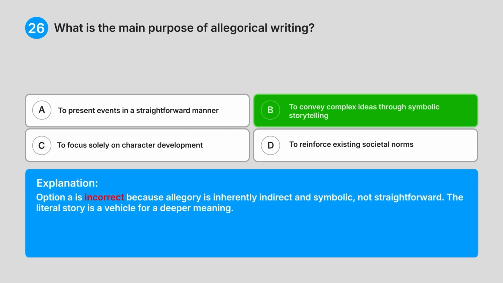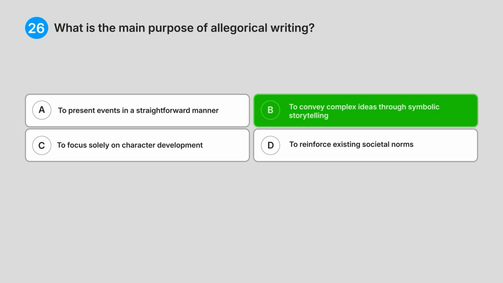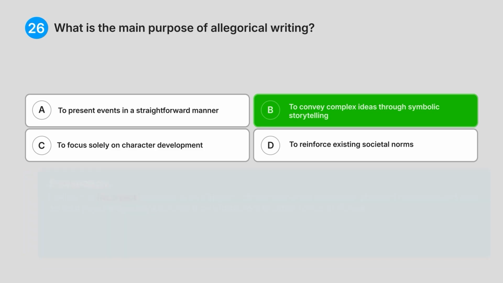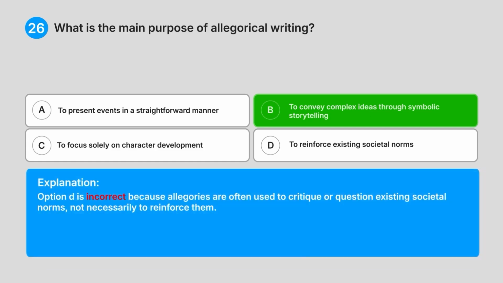Option A is incorrect because allegory is inherently indirect and symbolic, not straightforward. The literal story is a vehicle for a deeper meaning. Option C is incorrect because in an allegory, characters often represent abstract concepts and may be less psychologically complex than characters in other forms of fiction. Option D is incorrect because allegories are often used to critique or question existing societal norms, not necessarily to reinforce them.